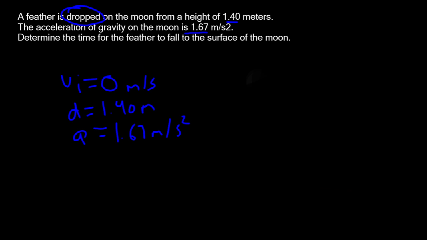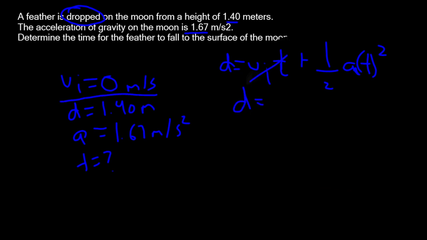Using these values, we have VI, we have D, and we're looking for T, so we can use this equation: D is equal to VIT plus 1/2 AT squared. Cancel out the VIT because VI is equal to 0. D is equal to 1/2 AT squared.